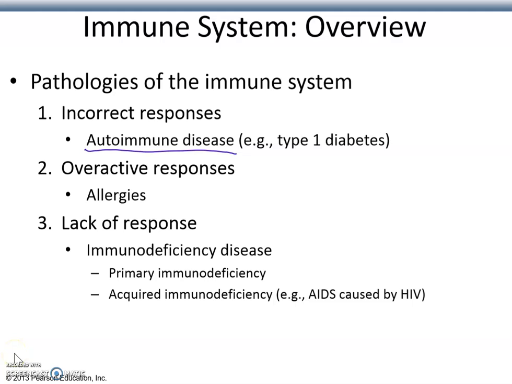Also, your immune system might be a little bit overzealous and overactive, and that's usually known as allergies. That means your immune system is fighting something that really wasn't dangerous, but it's fighting it anyway. Or if you don't have sufficient or any immune responses, then you have an immunodeficiency disease, and I'm sure you all have heard about AIDS. That is acquired immune deficiency syndrome, caused by a virus, the human immunodeficiency virus. So that would be an acquired immunodeficiency. Sometimes people are also born with insufficient immune systems. That would be primary immunodeficiency.